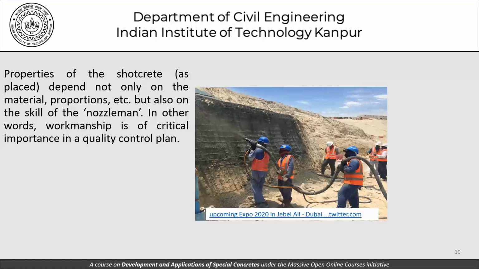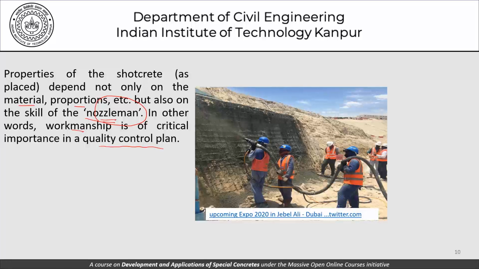We should remember that the properties of shotcrete as placed depend not only on the material that we use or the proportions, but also on the skill of the nozzleman. That is, the workmanship is of critical importance in a quality control plan dealing with shotcrete. It's much more important here to have a trained or a qualified nozzleman than in normal concrete.